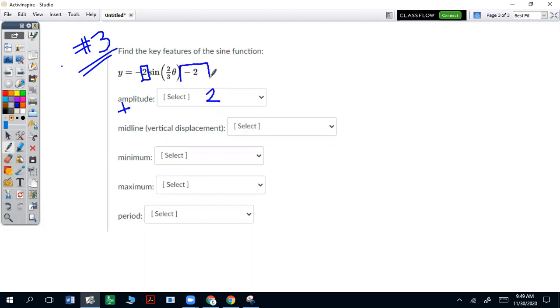Midline is gonna be negative two, y equals negative two. Minimum is your midline minus your amplitude, so negative two minus two, negative four. And then your maximum is your midline plus your amplitude. So in this case, it's gonna be zero. And your period is 2π/b.